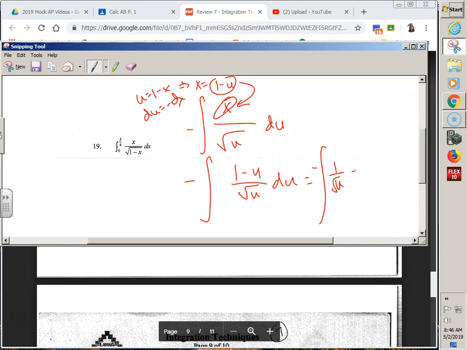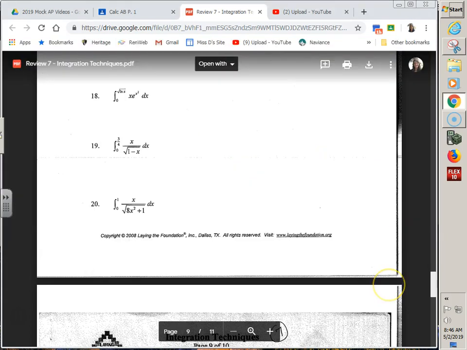I distribute this little guy to both. But how do I do this over this? That over that is just going to be him, which will eventually be u to the -1/2. But what do I do with this guy? I rewrite by subtracting the powers, right? So 1 minus 1/2 would be just 1/2. Power rule. What else?